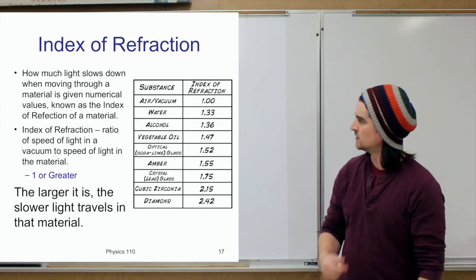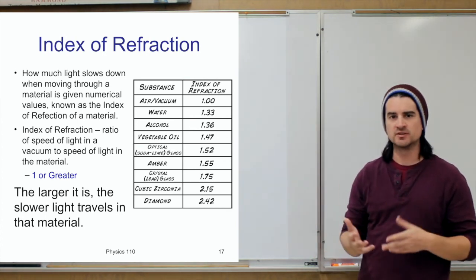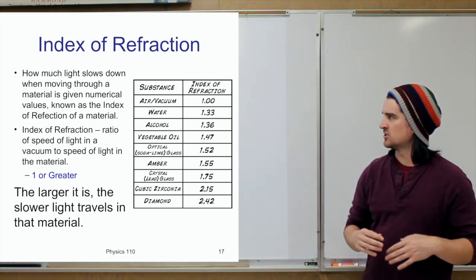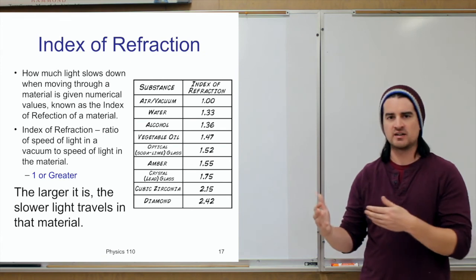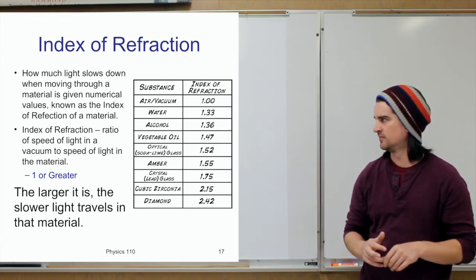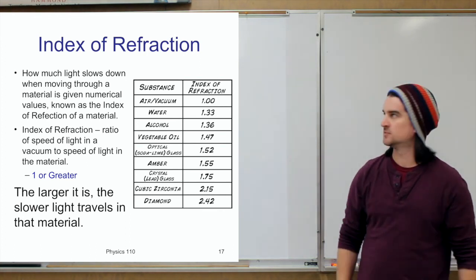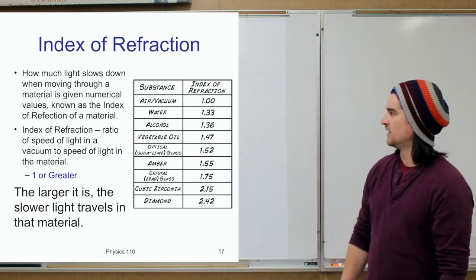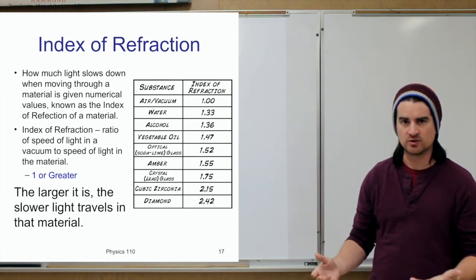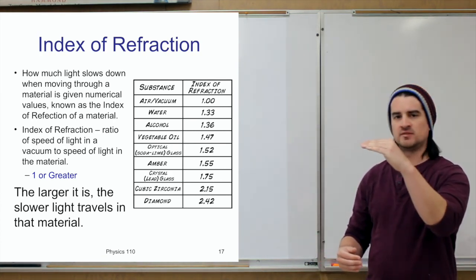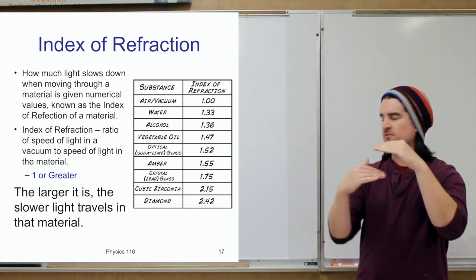Okay, so just to give you an idea of how much light slows down in different materials, there is essentially a numerical value that's given to indicate how slow light travels through a material. And that value is called the index of refraction. So the index of refraction is essentially just a ratio of the speed of light in a vacuum, so that's 300 million meters per second, divided by the speed of light in that material.